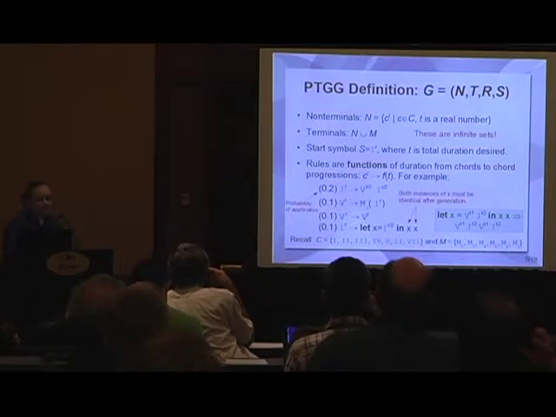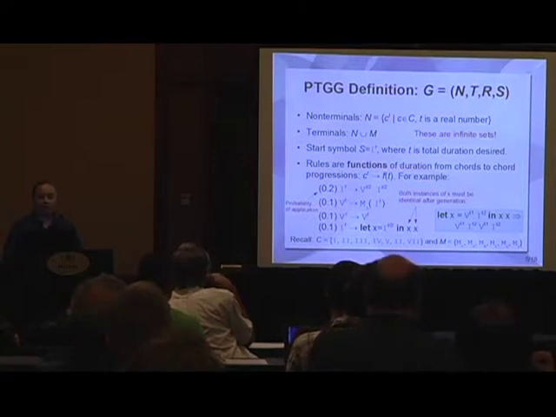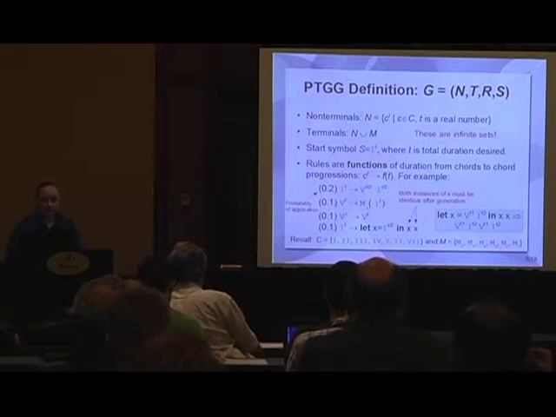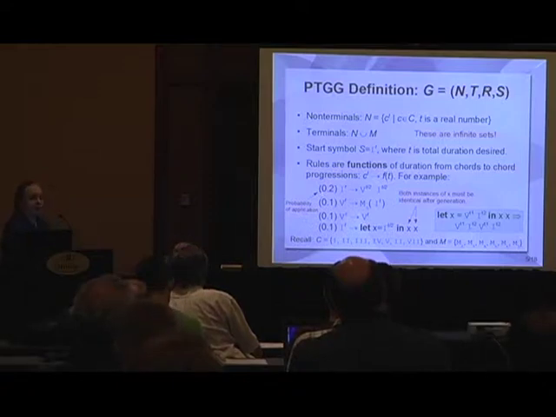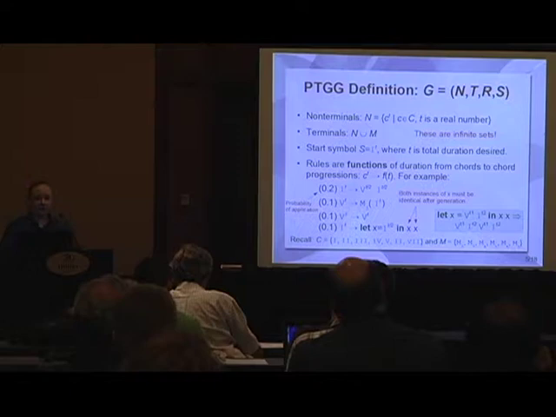Now what allows us to deal with these infinite things is the fact that our rules are functions of duration, from chords to chord progressions. So I have some examples here, and you'll note that each one of them is tagged with a probability. I want to emphasize that these are stochastic or probabilistic grammars. So each non-terminal has multiple rules that can be applied to it.